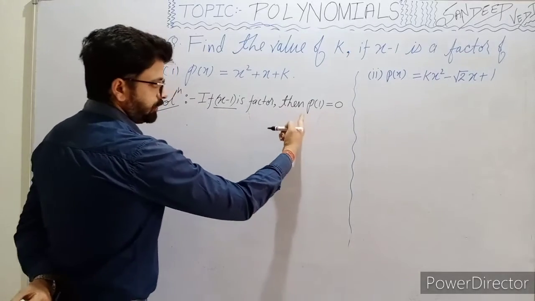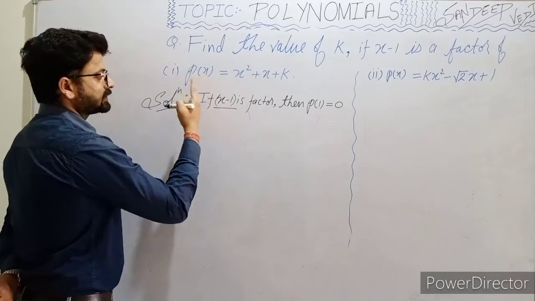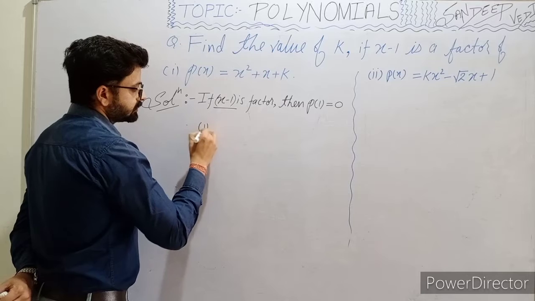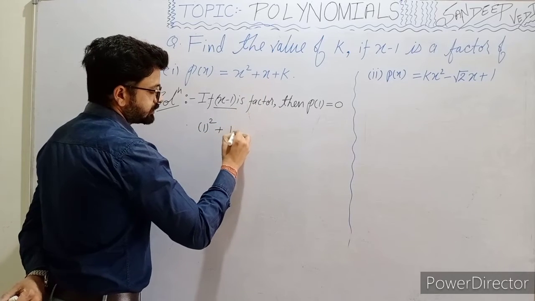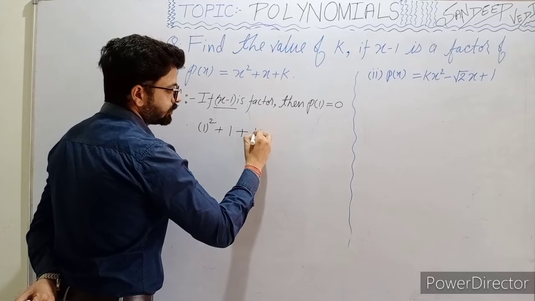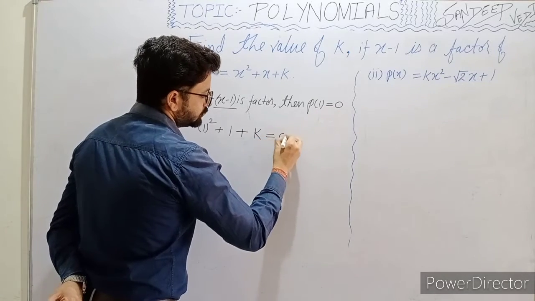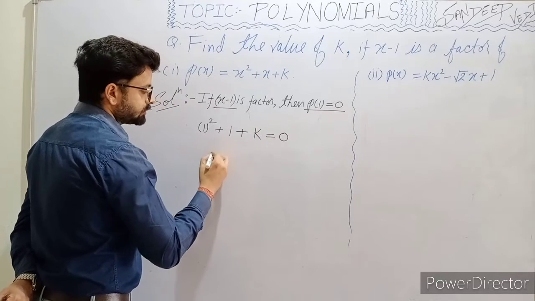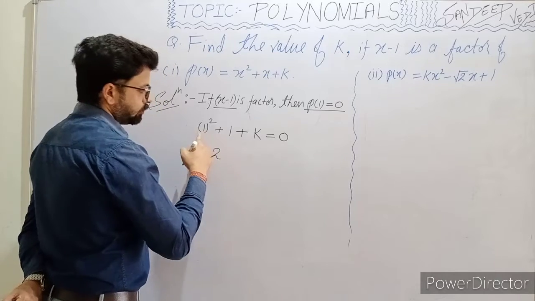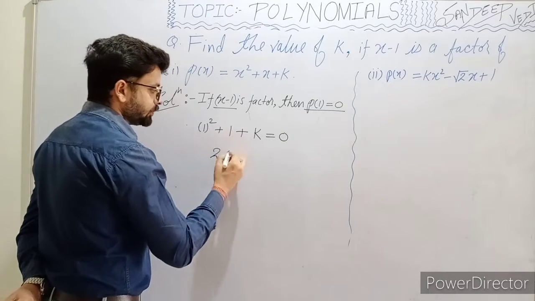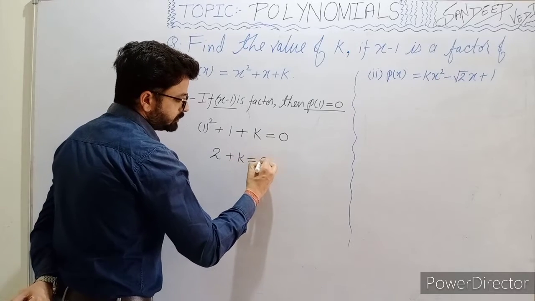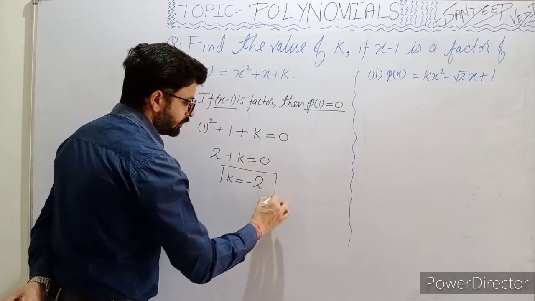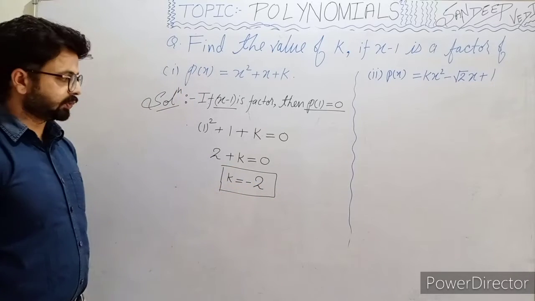Now p(1) means in the polynomial at the place of x, we will place 1. So 1 square plus, at the place of x, 1, plus k. K is unknown for us, equal to 0. I am using this statement here. Now finally 1 square is also 1, 1 plus 1 is 2, plus k is equal to 0. So k is equal to minus 2. So the unknown value is coming minus 2.